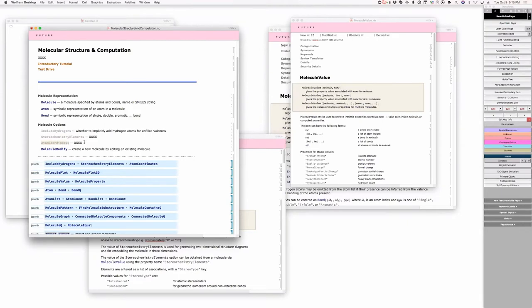So atom coordinates would be: explicitly specify coordinates of atoms in a molecule. Is that correct? Right. And so there I would specify that it's three-dimensional coordinates. The 2D coordinates from the diagram are... Yep. Okay. All right.